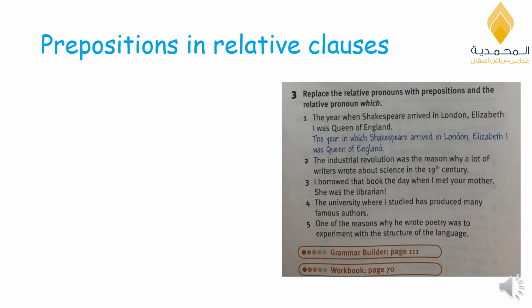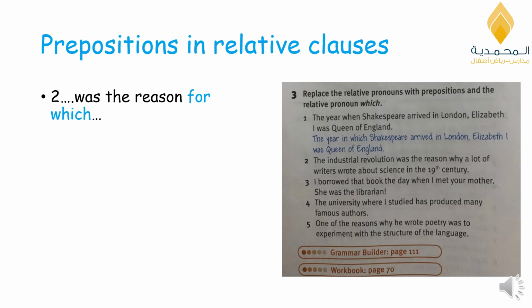Clear? Number 2. The Industrial Revolution was the reason why a lot of writers wrote about science in the 19th century. So here, what can I use instead of why? I can say the Industrial Revolution was the reason for which a lot of writers wrote about science. Okay, so I can use for which instead of why.